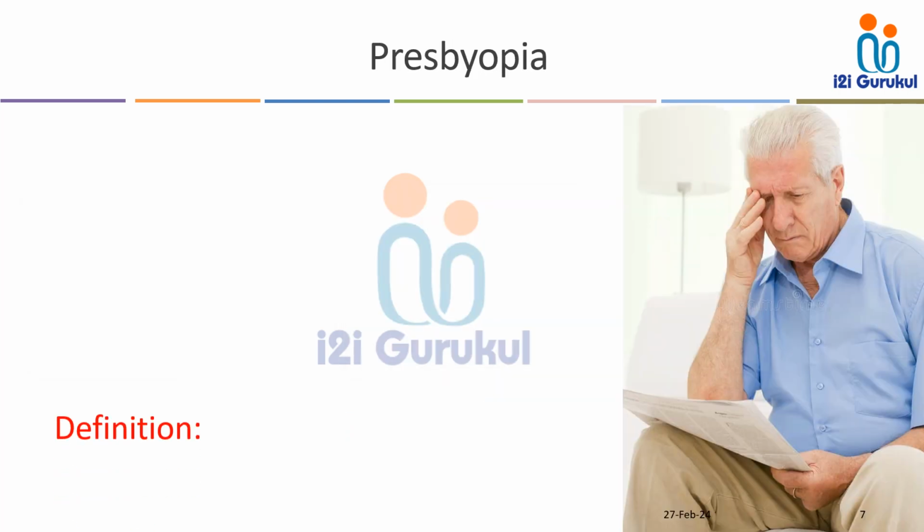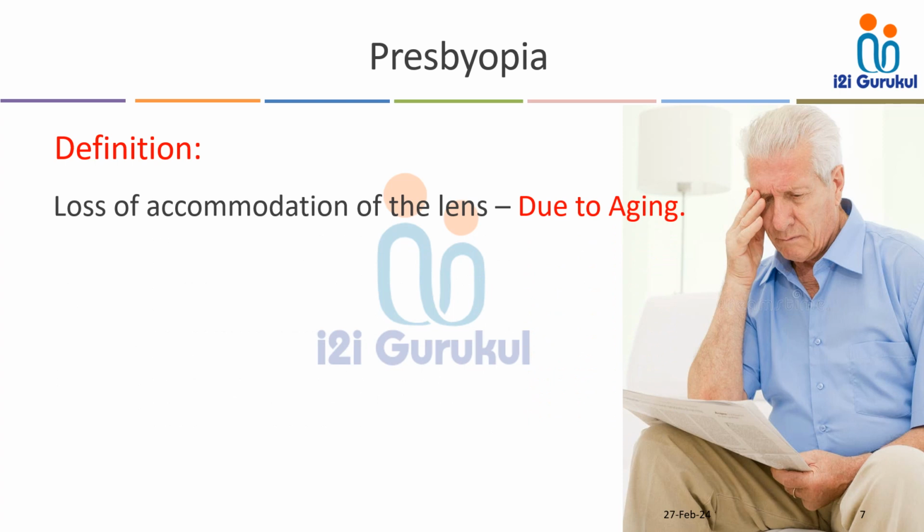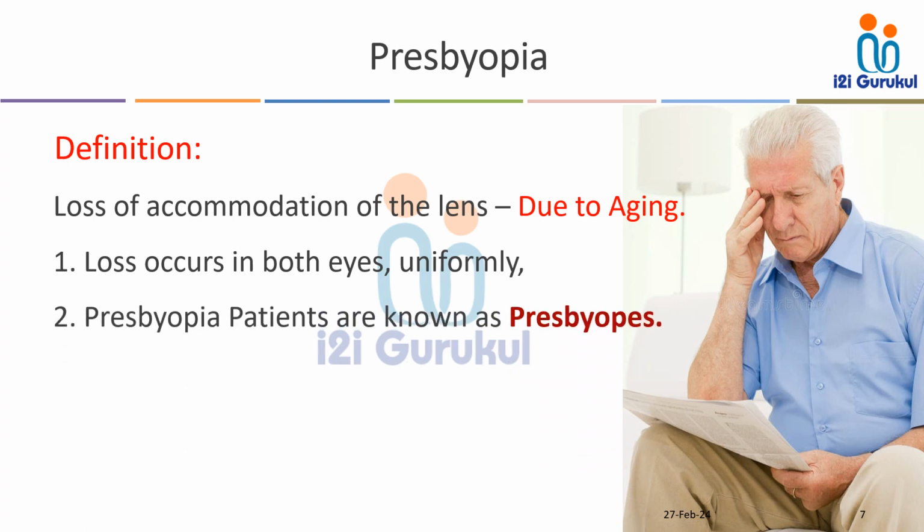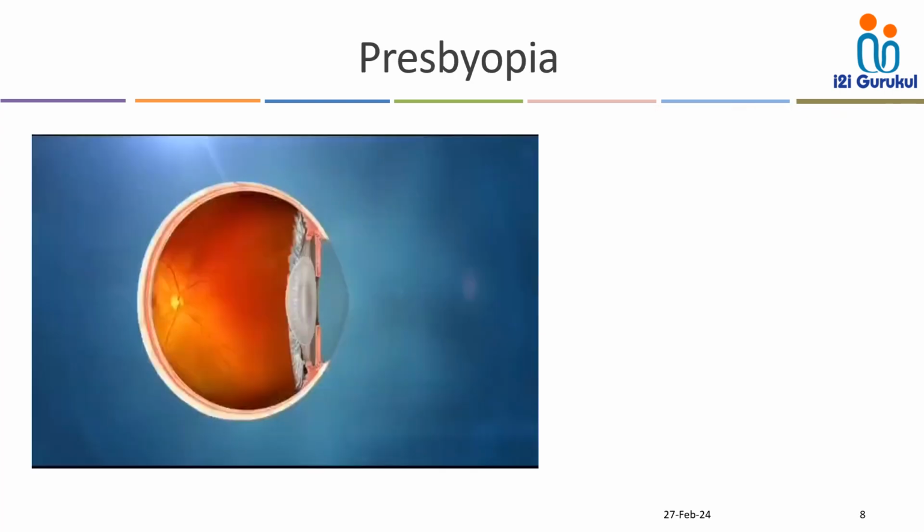Now, what is presbyopia? This is the condition of loss of accommodation of the lens because of age. This loss occurs in both eyes uniformly, and it affects both eyes simultaneously. Presbyopic patients are also known as presbyopes. These patients will have difficulty in reading books and newspapers. Some may also have difficulty viewing far objects.